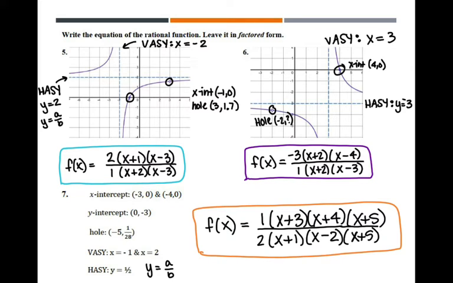The key with equations is really understanding where these characteristics come from. X-intercepts come from the numerator. Holes come from canceled factors. Vertical asymptotes come from your denominator. And your horizontal asymptote, if it equals a number, it is y equals a over b, and those are going to be the coefficients for your numerator and your denominator.